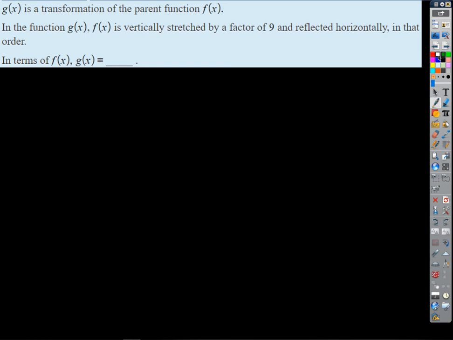So we want to do g of x in terms of f of x. So we're starting off with f of x. Now let's just take this one step at a time. Did we do this where we color-coded the steps? Okay, so let me remind myself how this works. If the first step is to vertically stretch by a factor of 9, what's that going to do? Okay, 9 outside, isn't it, right?